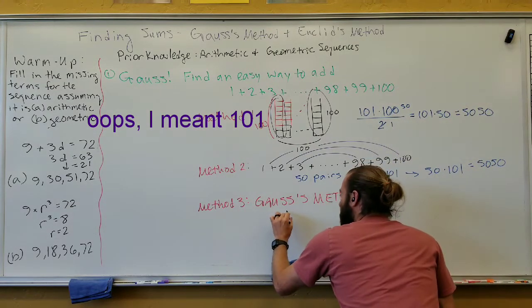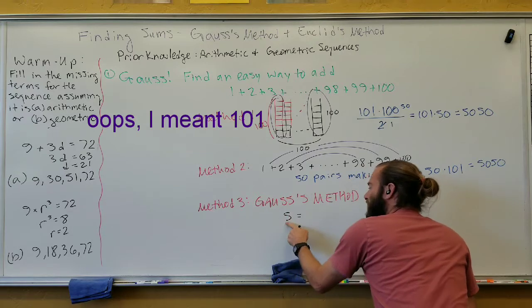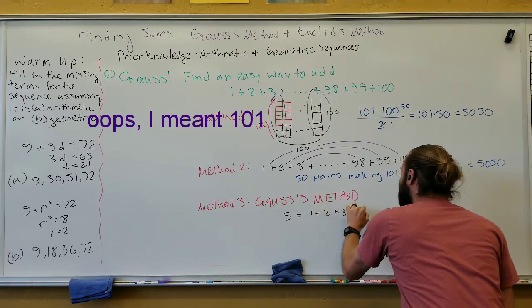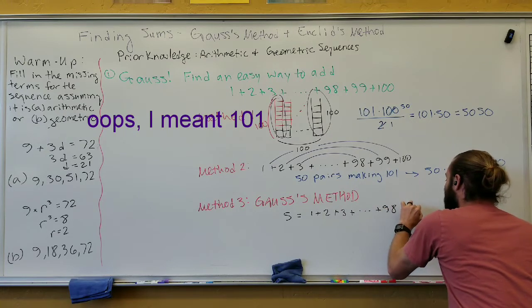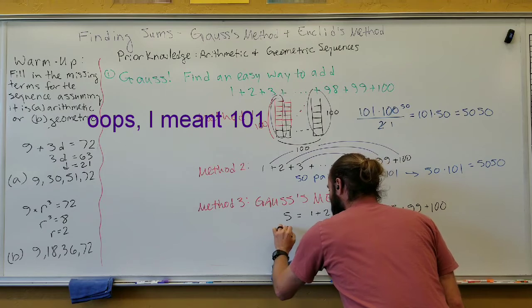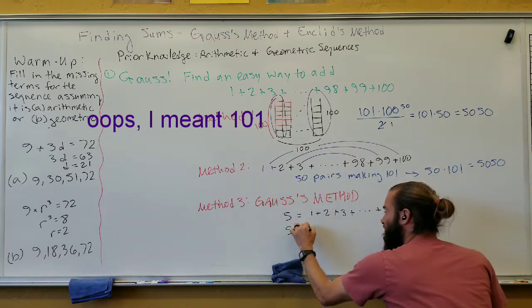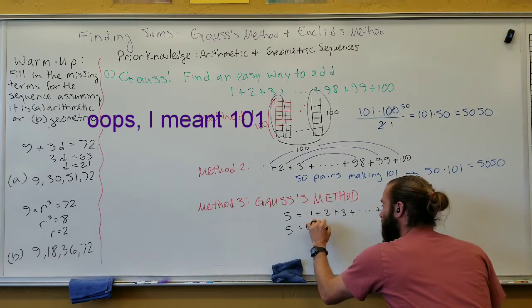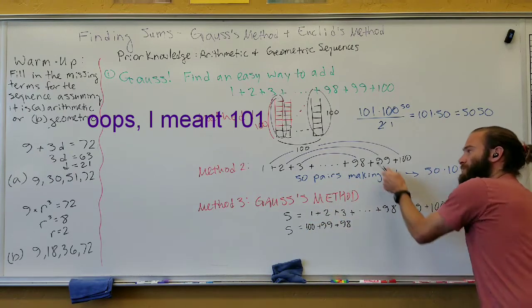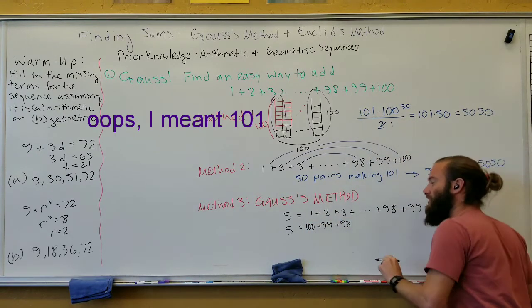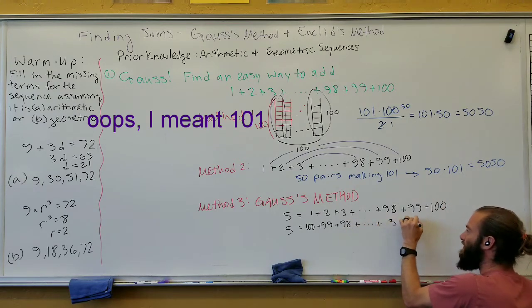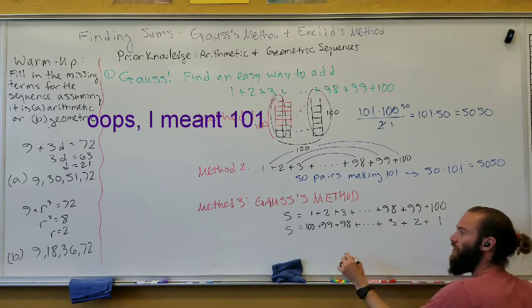Gauss basically said, okay, let's call this sum S for sum, and 1 plus 2 plus 3, and then I'll write it the way I've been writing it, 98, 99, 100. But then we're going to do something a little bit ingenious here. We're going to copy this again, but in reverse. And there's a reason why, because when I pair these up, just like we talked about, we get all these pairs of 101.